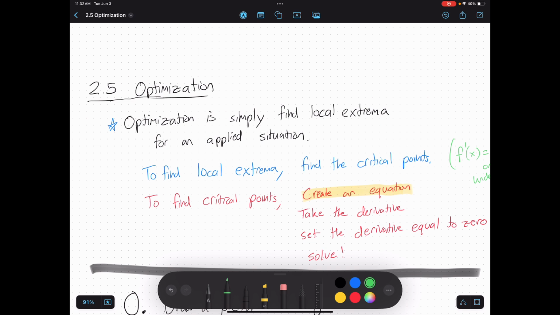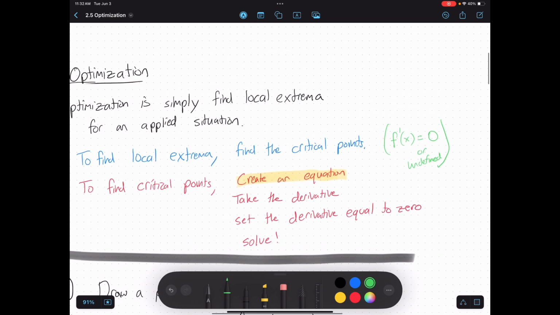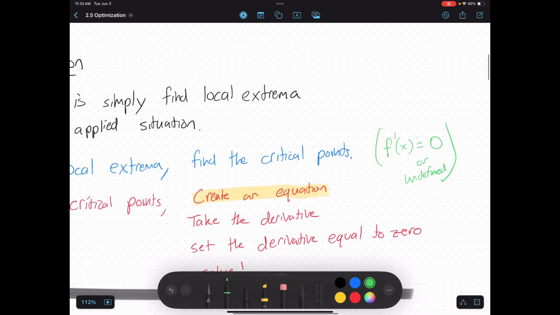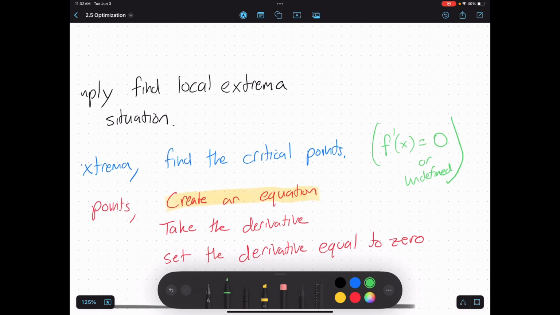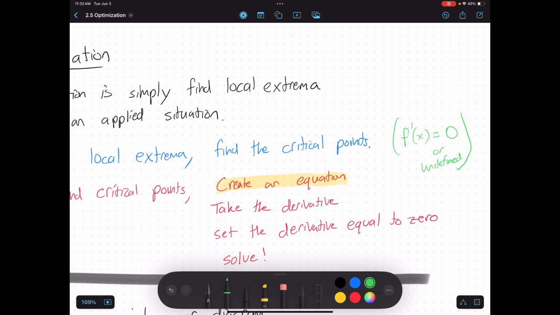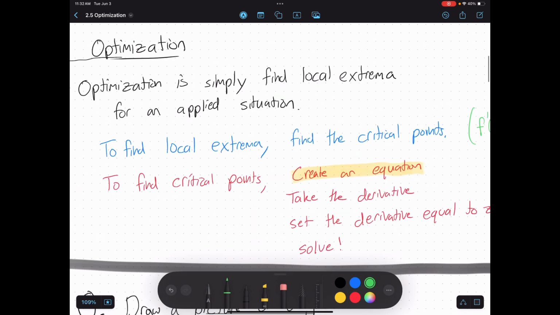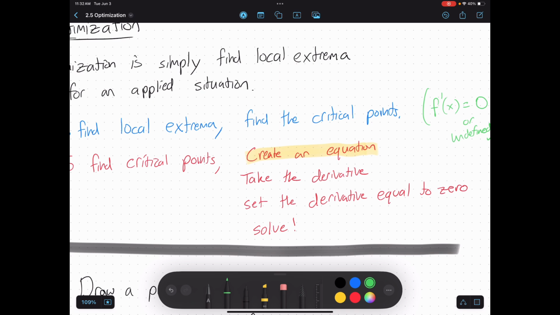And so let's just review what we learned back in section 2.1. To find local extrema, I'm finding the critical points. How do I find critical points? Well, I guess, what are critical points? That's what this is over here. This is a little reminder. It's where the derivative is 0 or it's undefined. And then how do we find critical points again? Well, we take the derivative of our equation and we set that derivative equal to 0 and then solve.